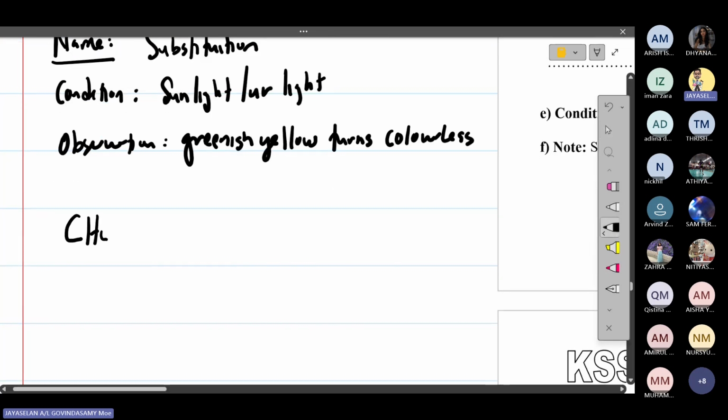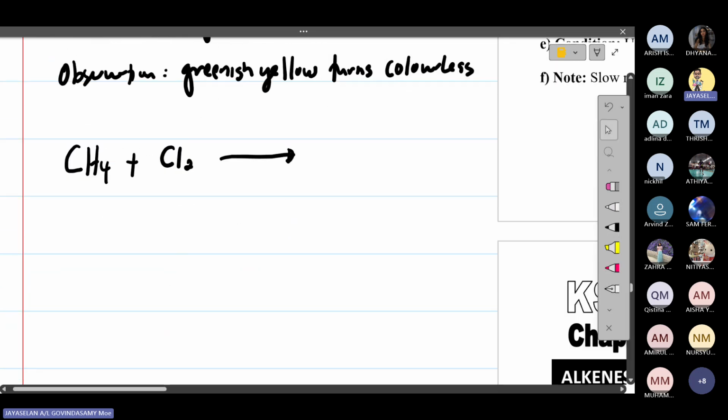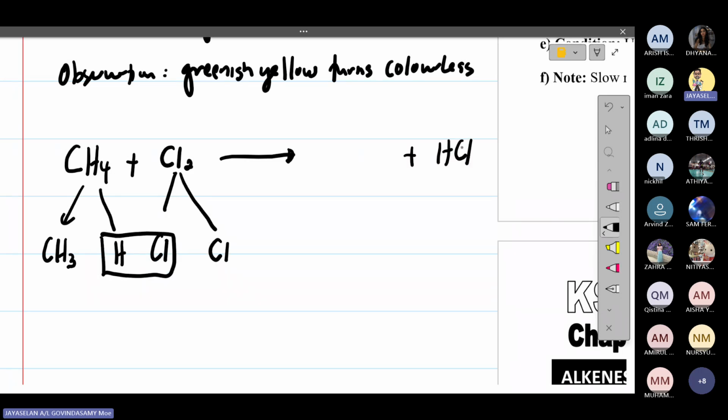Very simple. CH4 plus chlorine. You break one hydrogen atom. CH3, put one chlorine atom here. One hydrogen atom joins here, this one breaks. So these two join, you will get hydrogen chloride, HCl. This one combines together, CH3Cl. Settle.